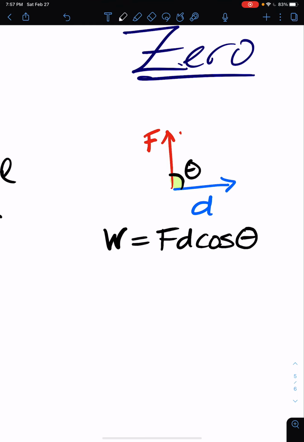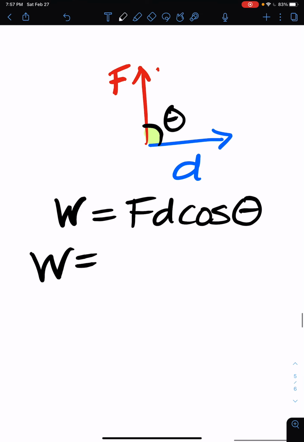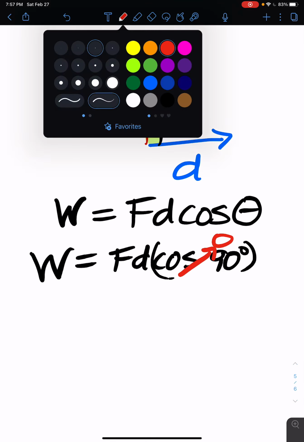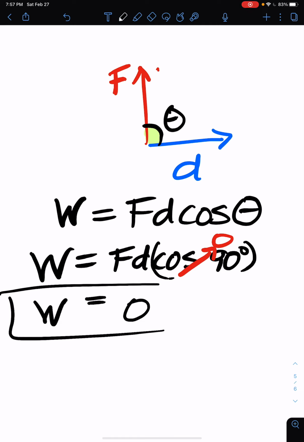Let's write the formula out because it's good for us. Cosine of 90 is 0. And 0 times F times D is still 0. And so this is a zero work situation.